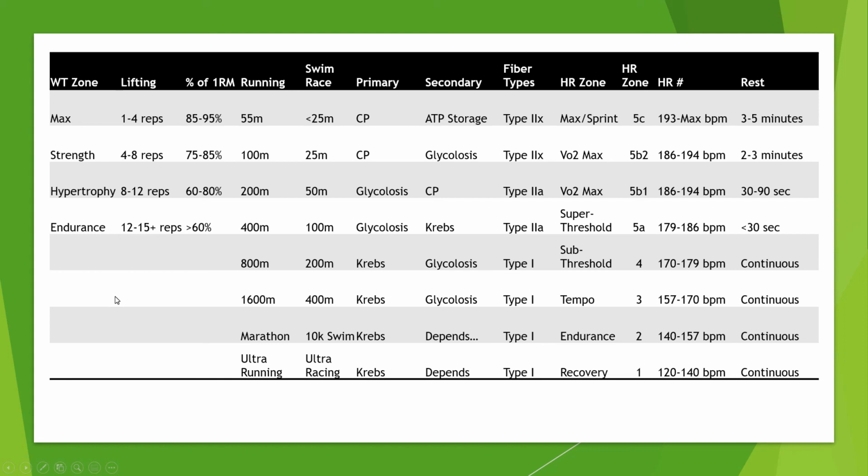So this is a summary of everything that we've talked about over the past few discussions and lectures. I really wanted you to understand all the different zones and how they correlate with the primary and secondary energy systems, as well as what races, either in running or swimming, you may see or may use some of these primary, secondary, and fiber types as well, and what the goal is for the intervals you may be doing, what the heart rate zones may be, what the heart rate beats may be, and what the rest intervals may be, as well as kind of expose you a little bit to some weight training zones as well.